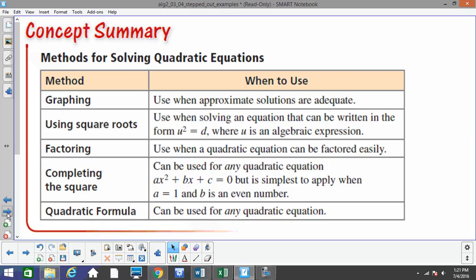So, kind of a concept summary on solving quadratics. Graphing: my least favorite. It's hard to get an accurate answer. Square roots: that sometimes works, sometimes doesn't. Factoring: I only do that if I can factor it within the first 30 seconds. Completing the square: it's not bad, but sometimes you have to deal with fractions. Quadratic equation formula: that's always going to work. So when I'm looking at a quadratic, I'll try square root or factoring first, and if it's not right away, I go straight to the quadratic formula.